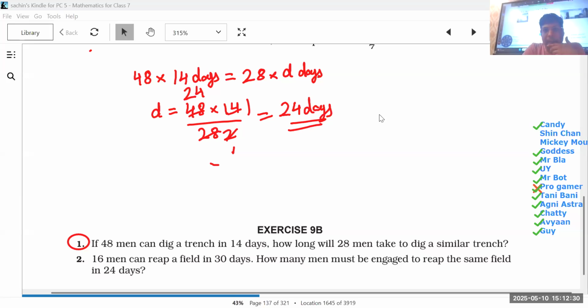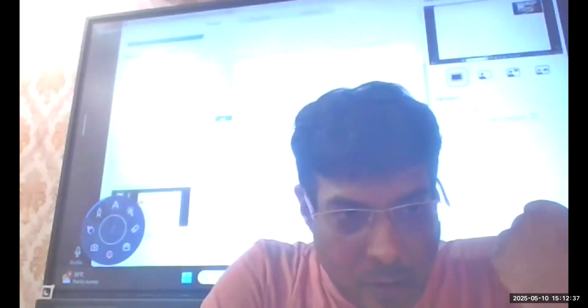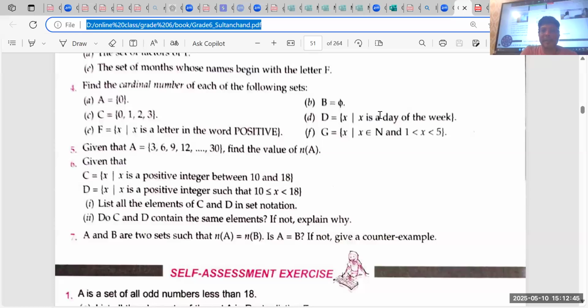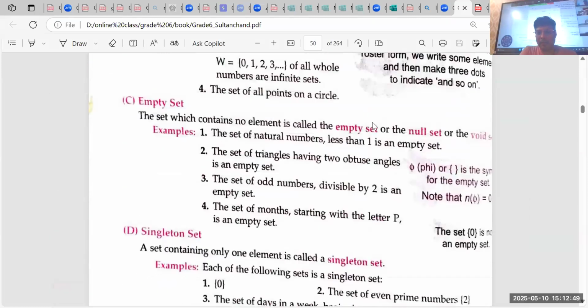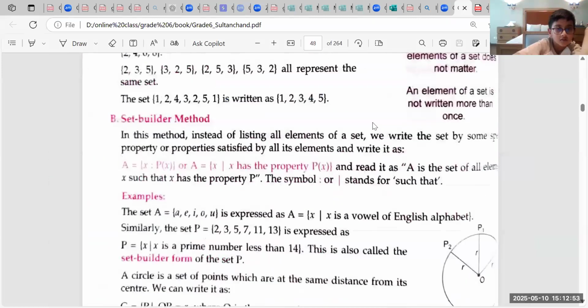So I think we have done enough of inverse variation. Now we will go to sets. Again, the sets chapter is beneficial for your Olympiad exams. Not all Olympiad exams have sets in the curriculum, and for some schools it might be in the school curriculum as well. In school, this is grade 6.